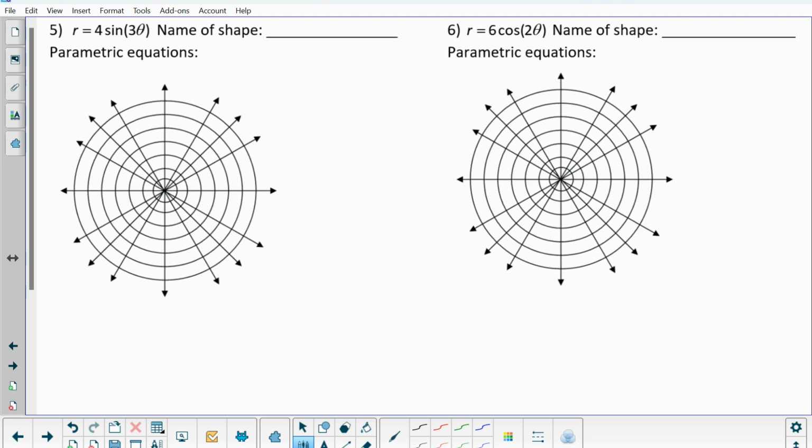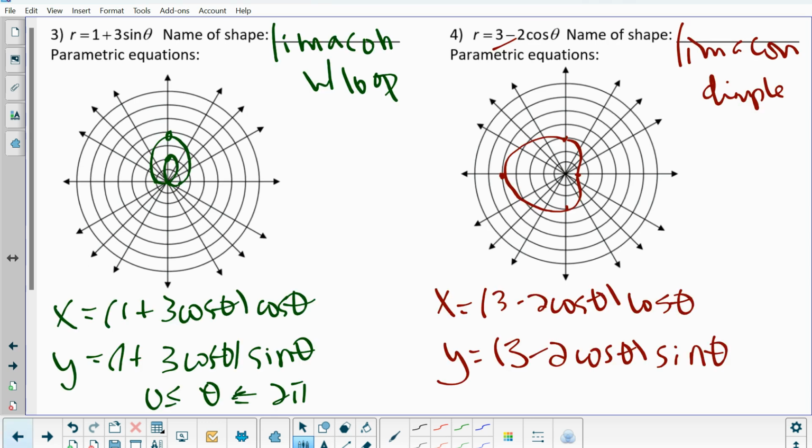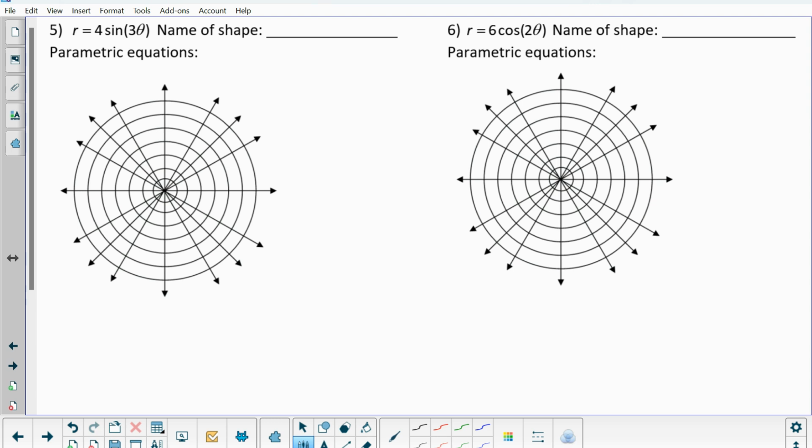Okay, these two are both roses. Oh, sorry, I forgot to write over here that this also graphs from 0 to 2 pi. So these are both roses. The first one is a 3-petaled rose, and the second one is a 4-petaled rose. If you remember, if it has an odd number with the angle, that number is the number of petals, and if it's an even number, it's double it. The first number is the length of the petal.